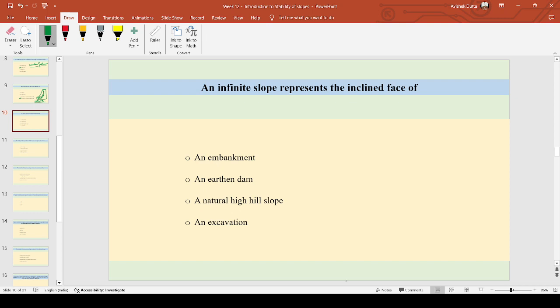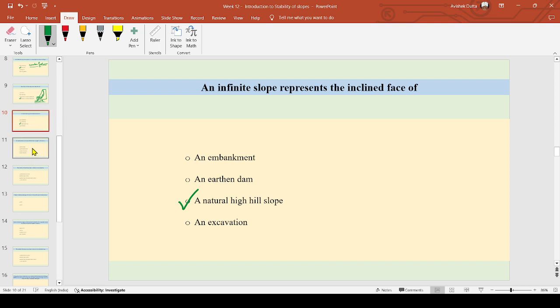So we can say that a natural high hill slope generally represents the inclined face of an infinite slope because it continues to an infinite extent and it is not man-made, it is natural. So obviously it is infinite and is not bounded by any lateral limitations whatsoever. So an infinite slope represents the inclined face of a natural high hill slope, or you can reverse the statement, a natural high hill slope represents the inclined face of an infinite slope. Okay.